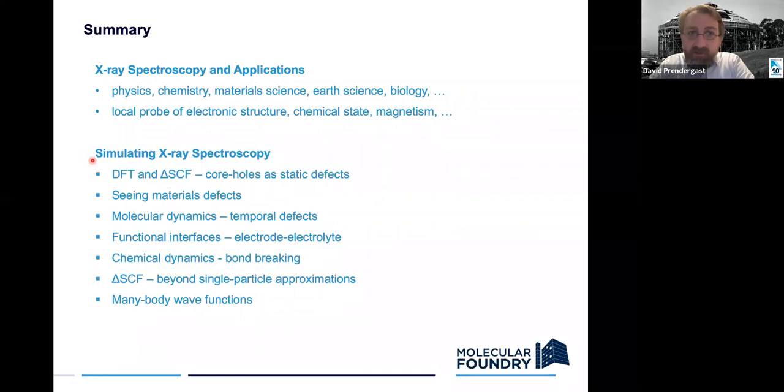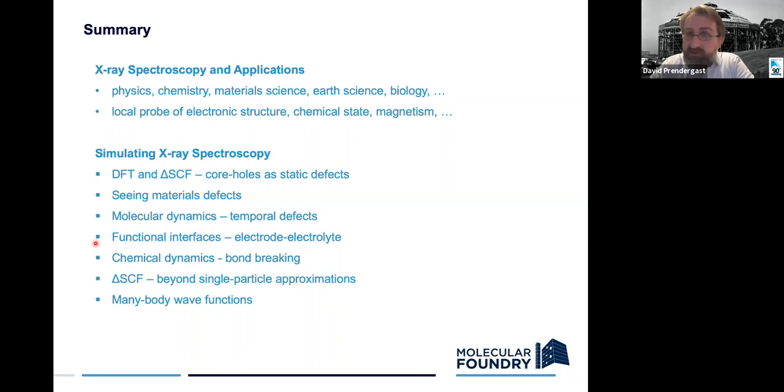I described to you how you would do those simulations using density functional theory to start with, and the delta SCF approach, meaning you explicitly model the excited state and treat your core holes as static defects. This allows you to see material defects in spectroscopy. And then we also explained how you can use molecular dynamics to see defects in time.